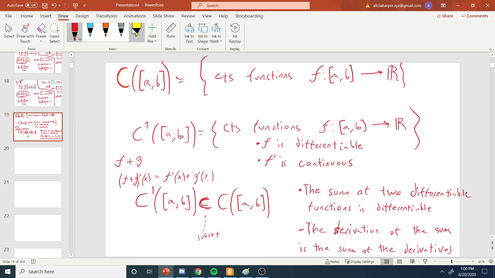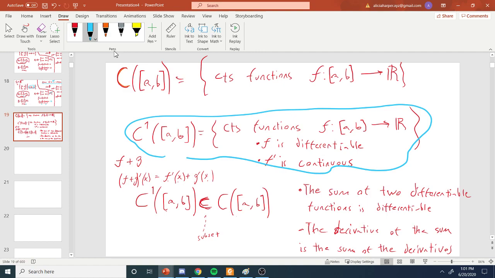The only other thing you have to verify is that if you multiply any function in here by a scalar, these two properties still hold. But that's easy to see. When you multiply any differentiable function by a scalar, it stays differentiable. And the derivative of a function times a scalar is simply the scalar times its derivative. So if the derivative is continuous, so will the scalar times the derivative. So we're able to conclude from this that C1 of [a, b] is actually a subspace.